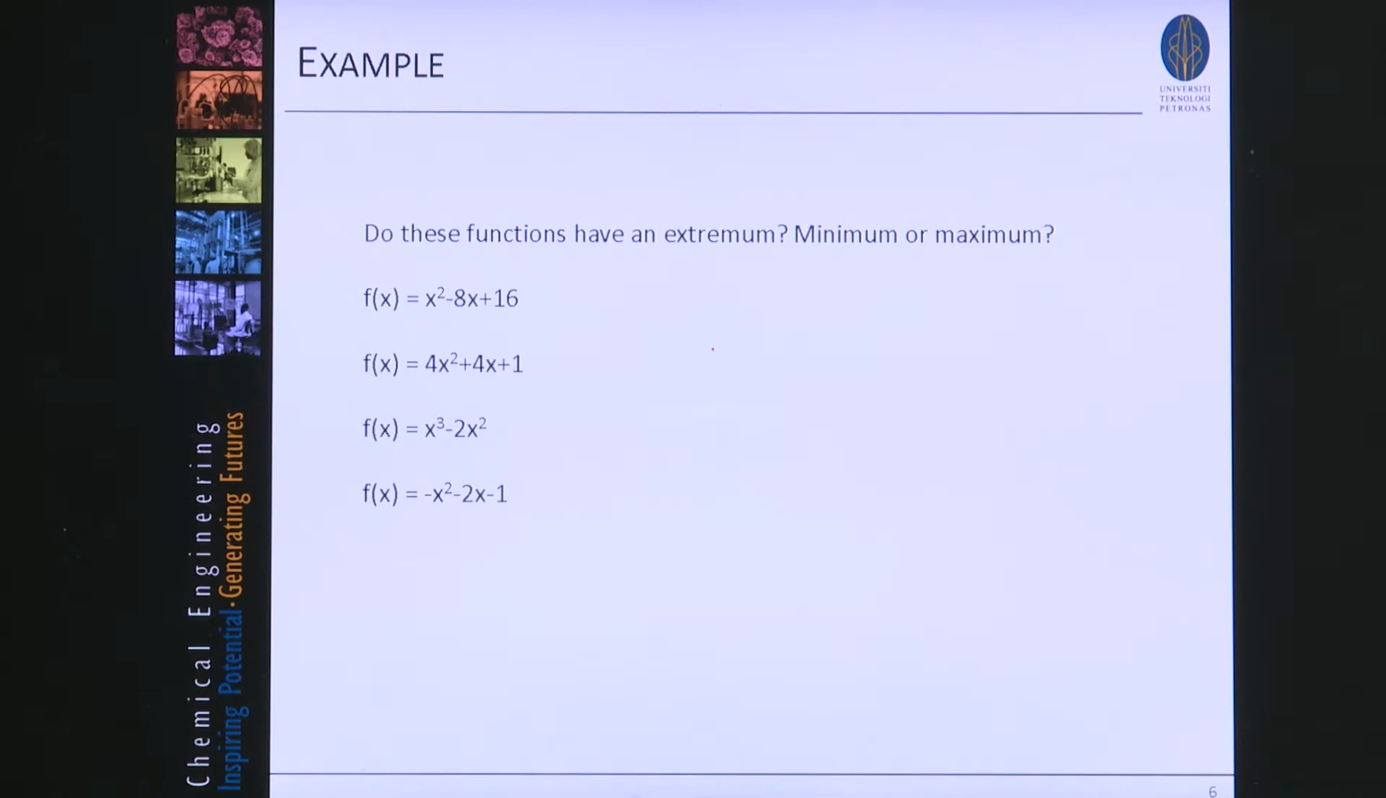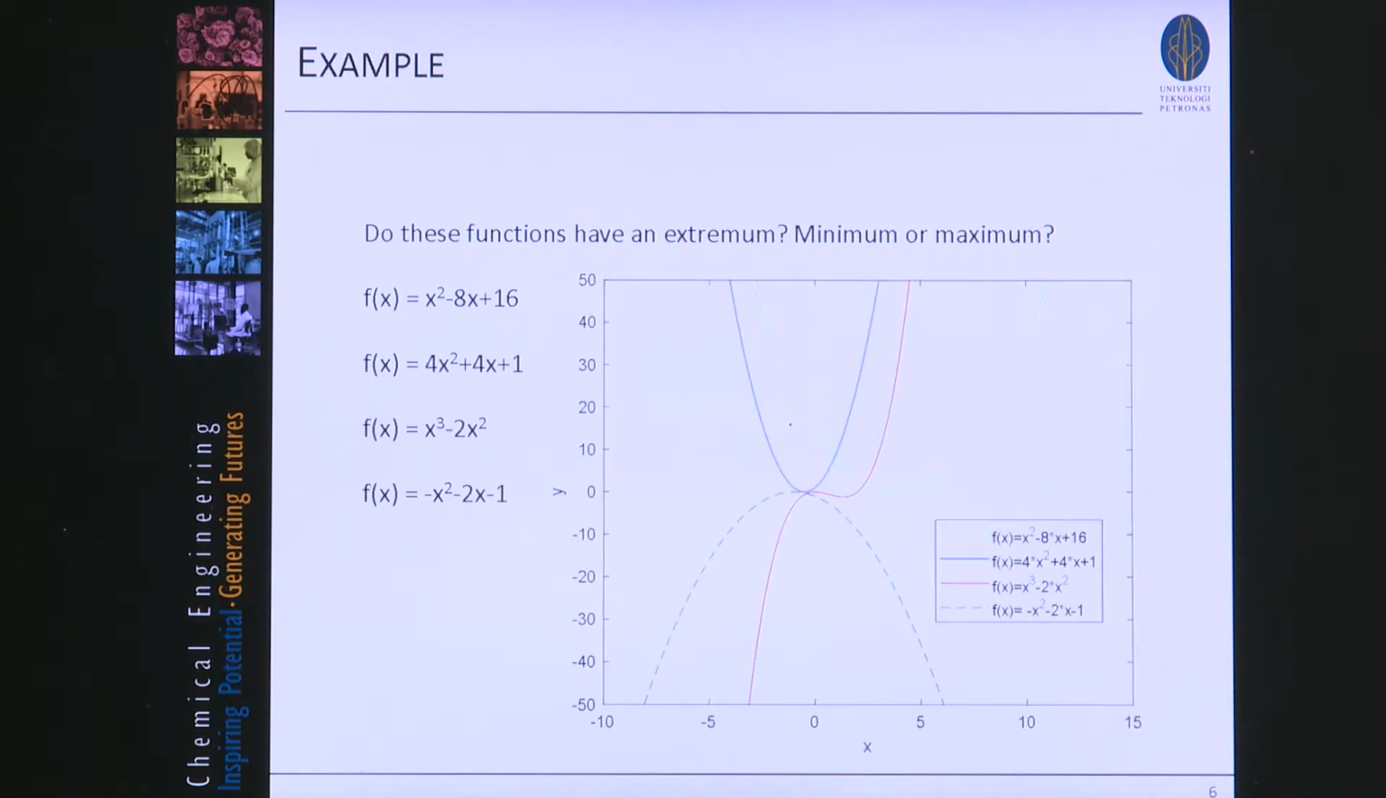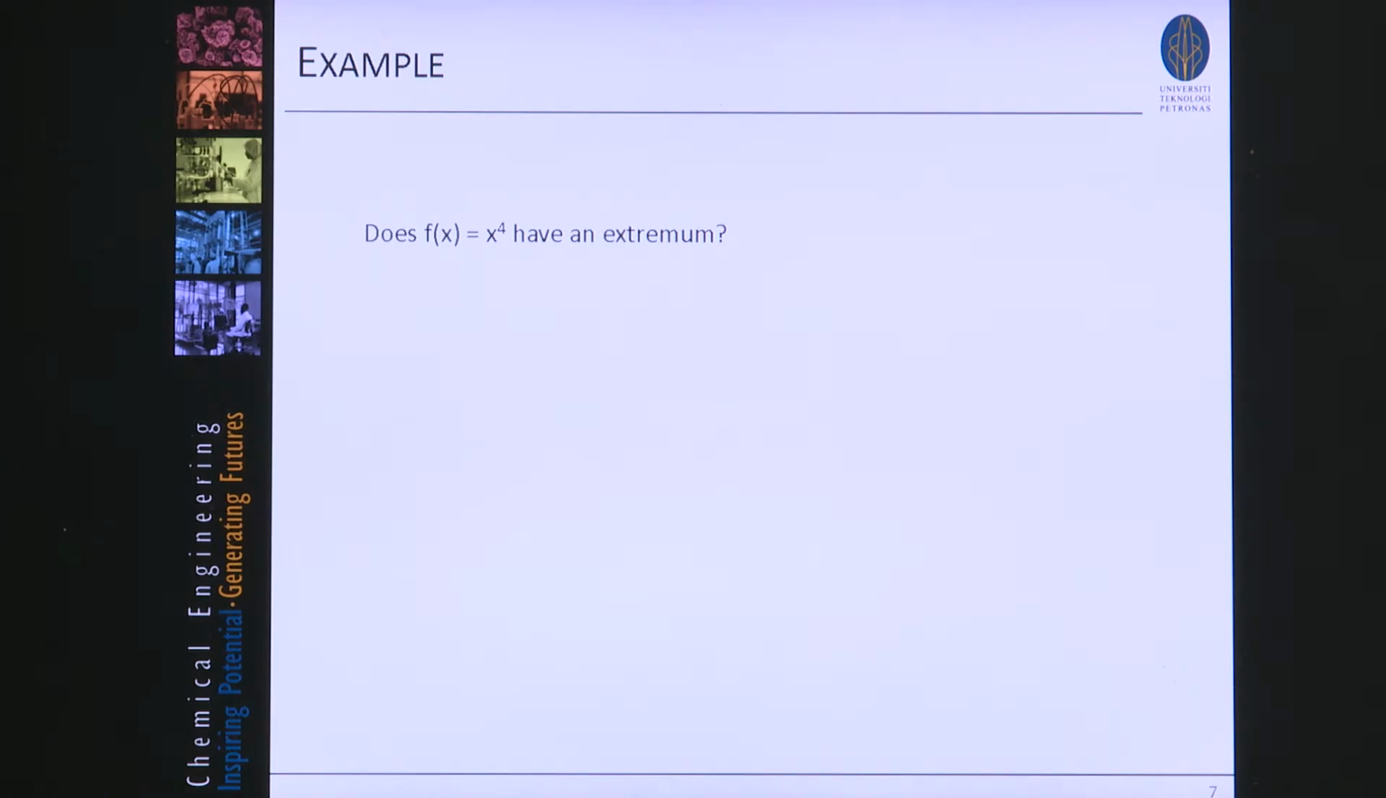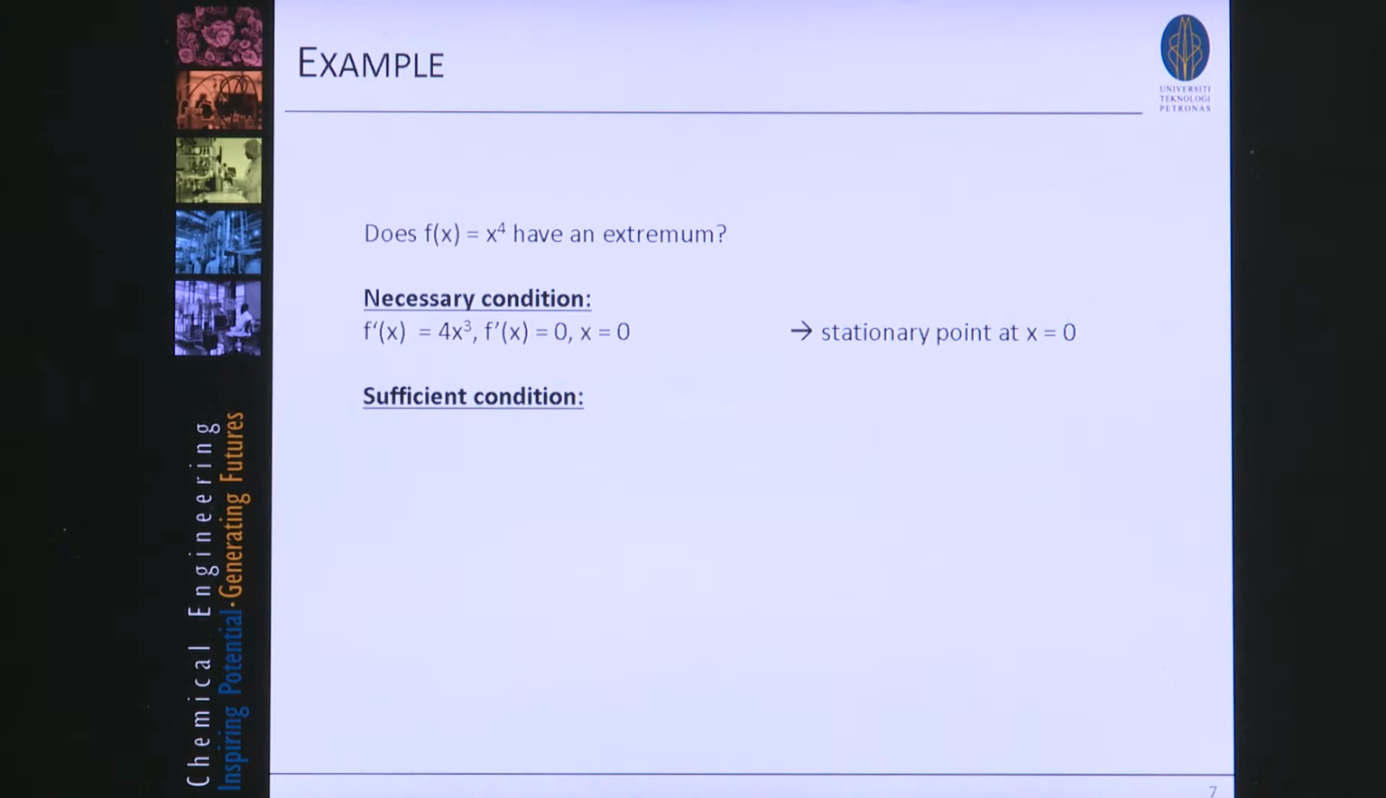Now you can try this on your own. See if these functions have an extremum, either a minimum or a maximum. If f(x) equals x to the power of 4, does it have an extremum? We differentiate it once and set it equal to 0, so x equals 0. The stationary point is at x equals 0. The sufficient condition is the second derivative, which is 12x squared. This is also 0.